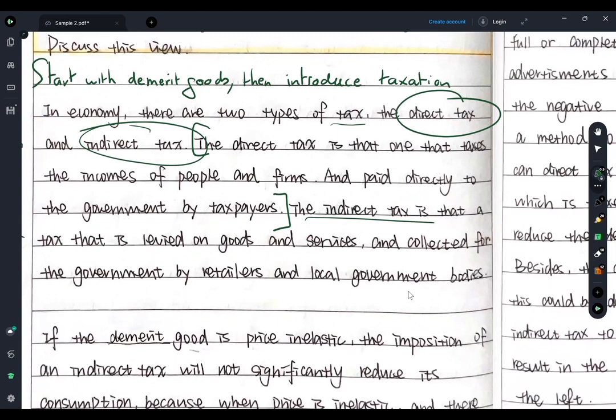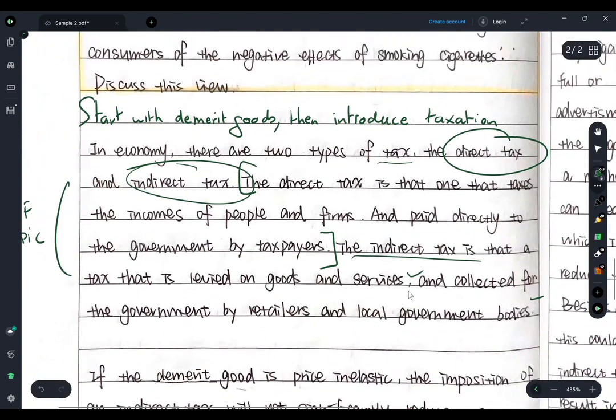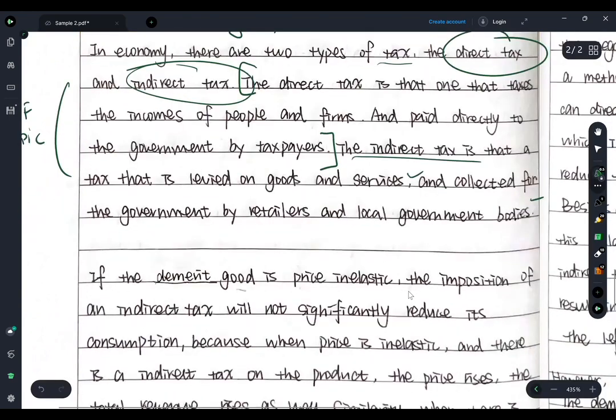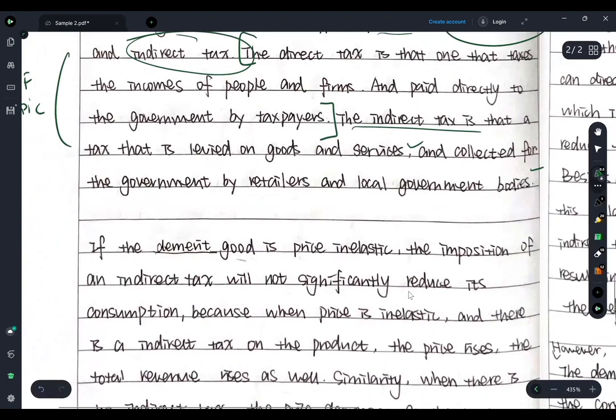The indirect tax is a tax that is levied on goods and services, yes, and collected for the government by retailers and local government bodies. Okay, it's a very comprehensive and precise definition of what an indirect tax is. But again, I just think that it's not a very good idea to start with this definition of what an indirect tax is. Now, if the demerit good is price inelastic, here you have a huge problem.